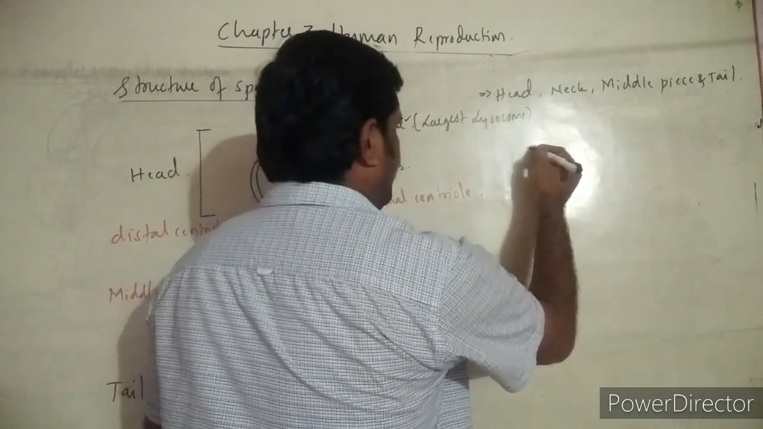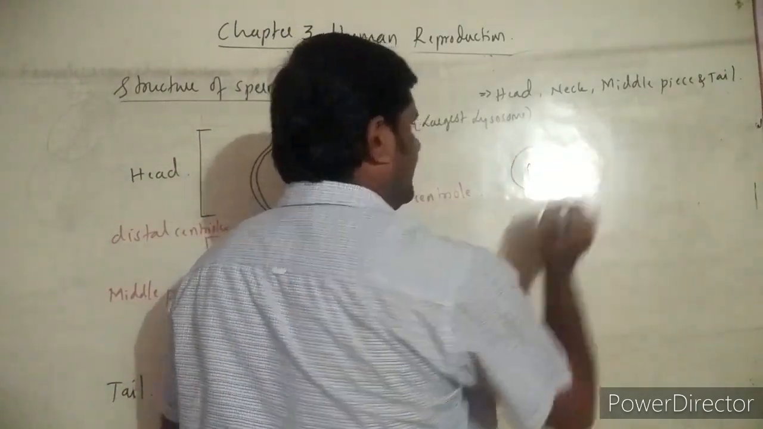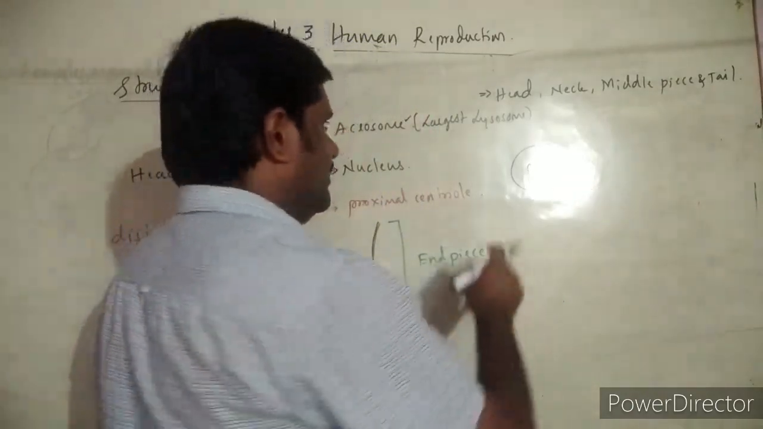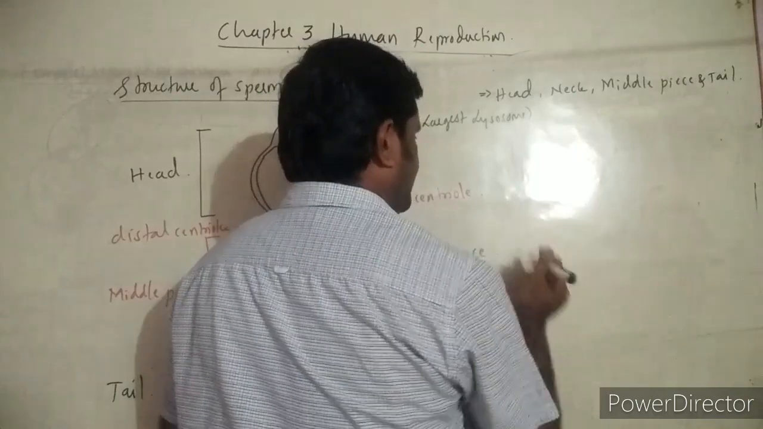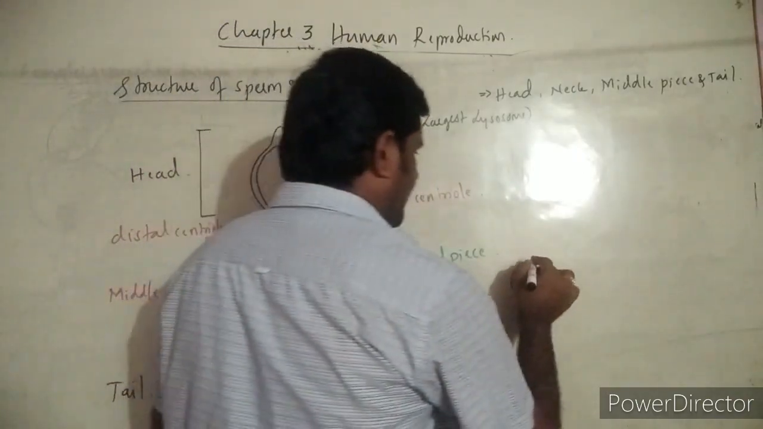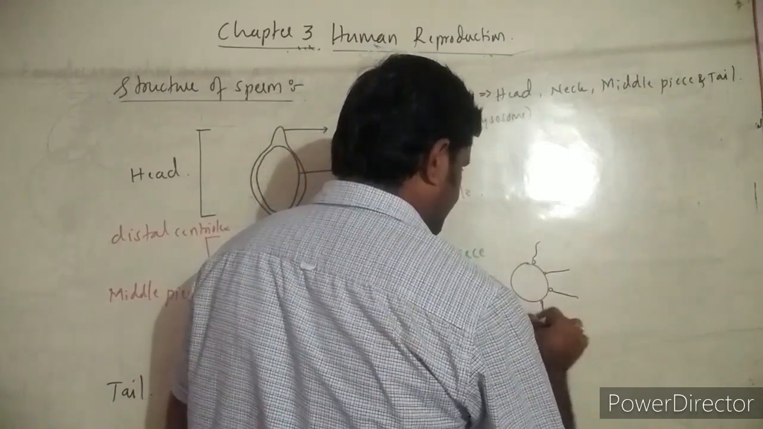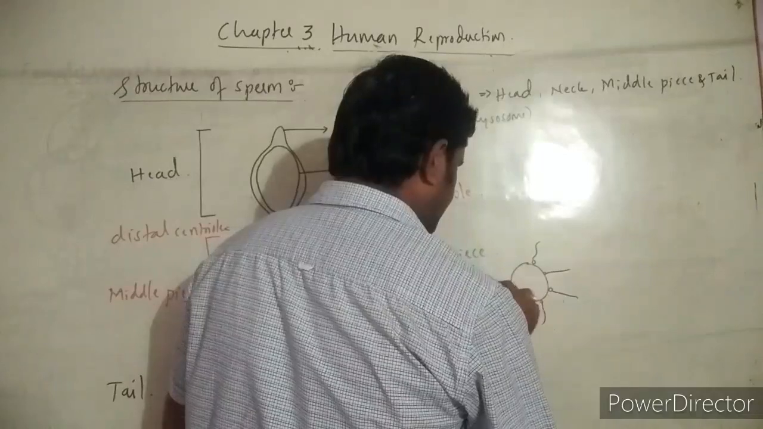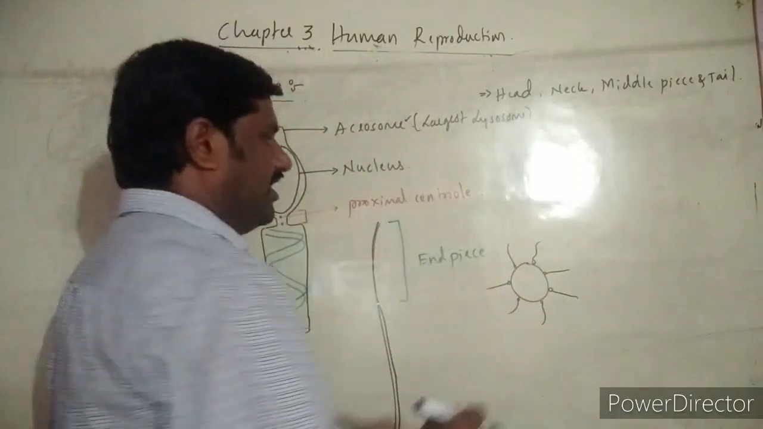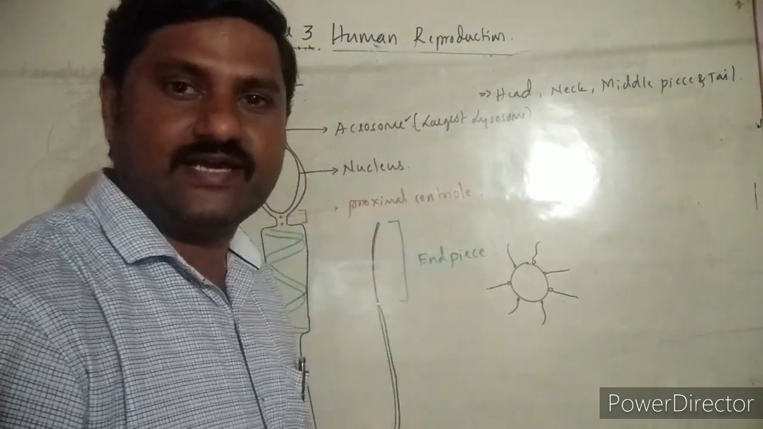I am going to show over here. This is what? Egg cell. This is an egg cell on which many sperms come across, right? And of these sperms, any one of the sperm fertilizes this egg cell.